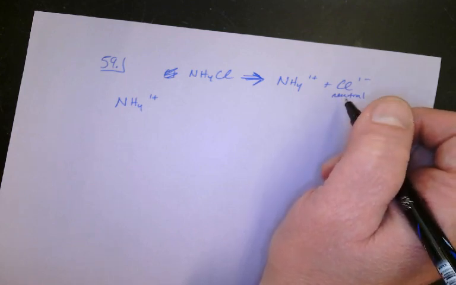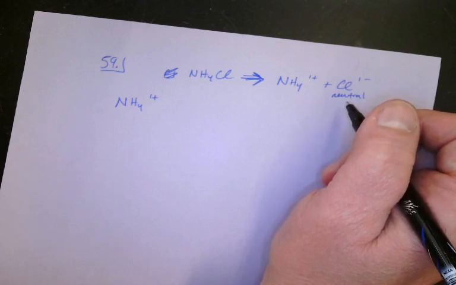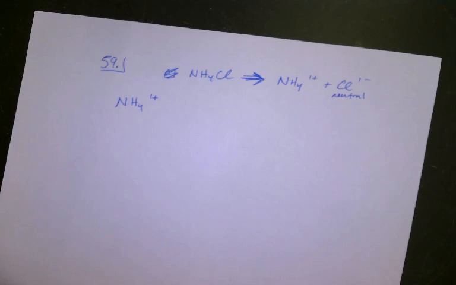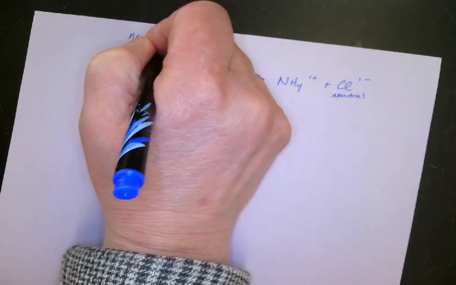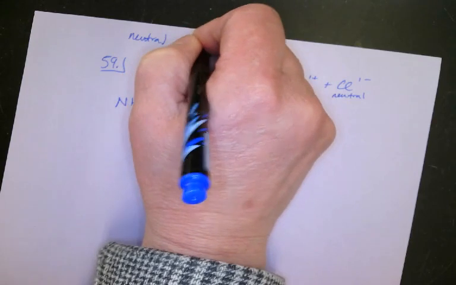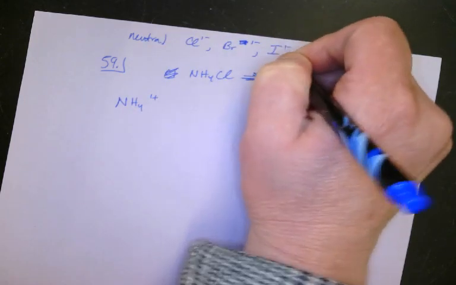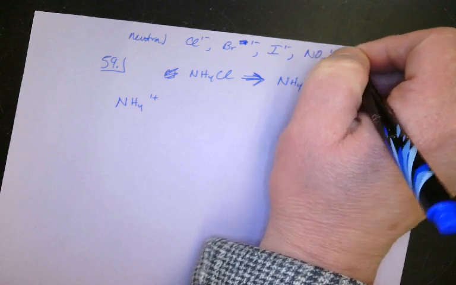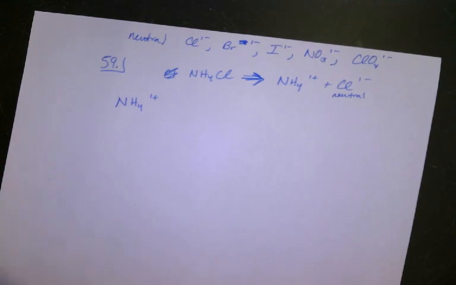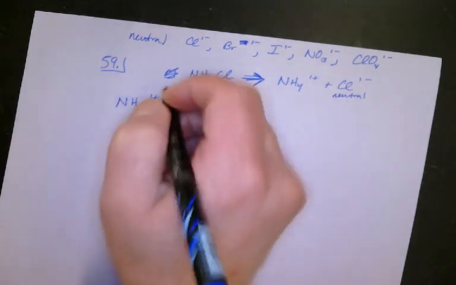Chloride, bromide, iodide, nitrate, and perchlorate are all neutral. We wrote that down last week. Do you want me to write it again? These are neutral anions. None of these anions change the pH. So you have to know that. So this one is going to change the pH.